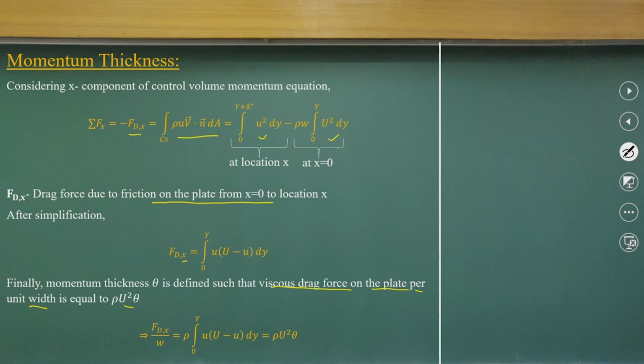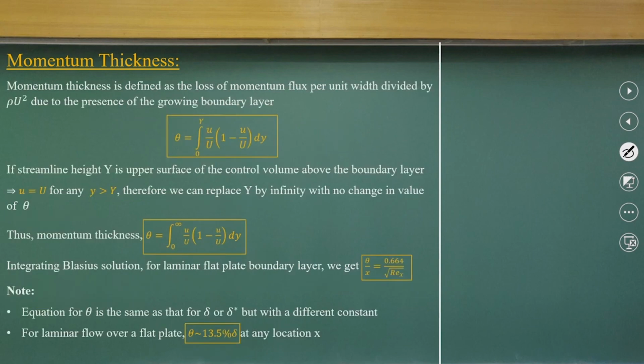That is an equivalent representation. If you look at the viscous drag force, F dx, per unit width w, that is the net momentum flux, and you are equating it with rho U square theta. That is the momentum thickness, and with simple calculations you can get it in a very simple way. You can remember it, 0 to y, u by capital U, where U is the free stream velocity.